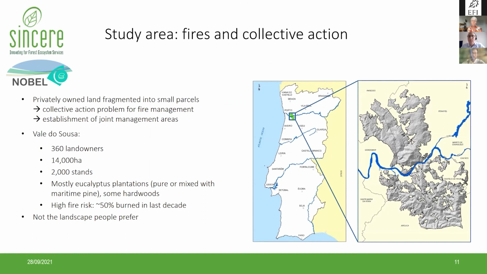So one strategy was to establish joint management areas, and our pilot is set in one of those. It has a few hundred landowners, about 14,000 hectares classified into 2,000 stands, mostly eucalyptus with some maritime pine and a little bit of hardwoods, and a very high fire risk. And importantly, the university has already done a lot of work here, so we have really good inventories and models, and we're able to estimate landowners' opportunity costs for many possible alternatives.